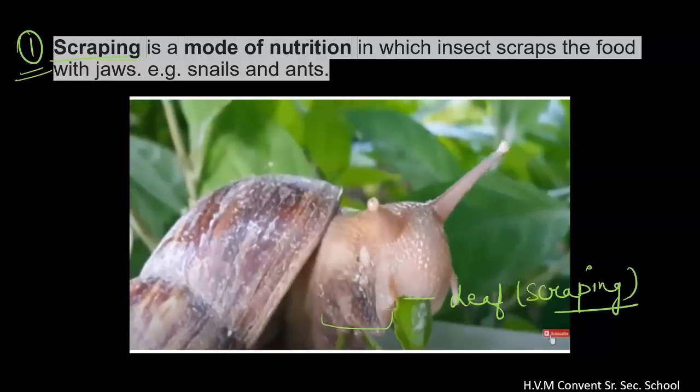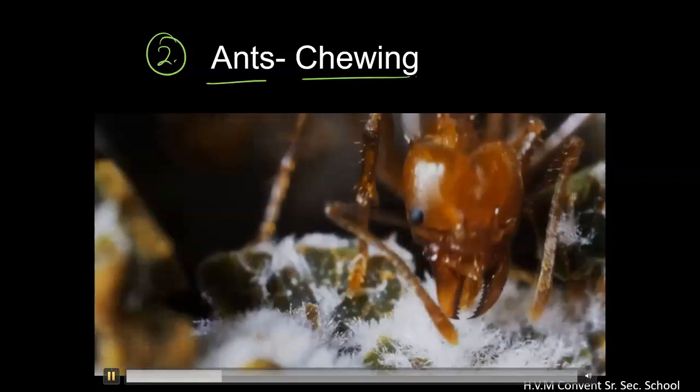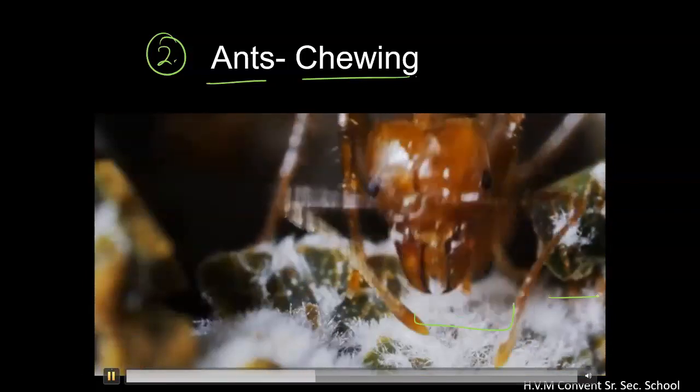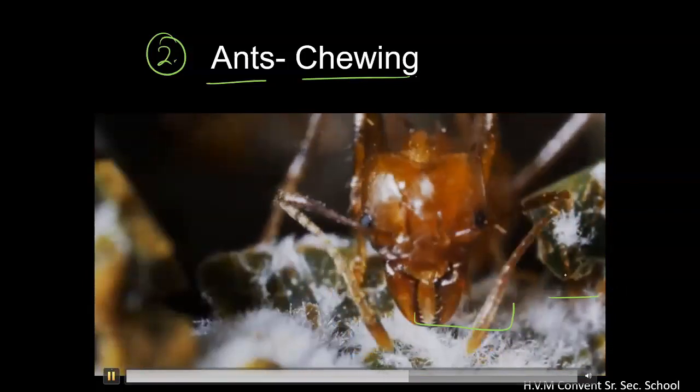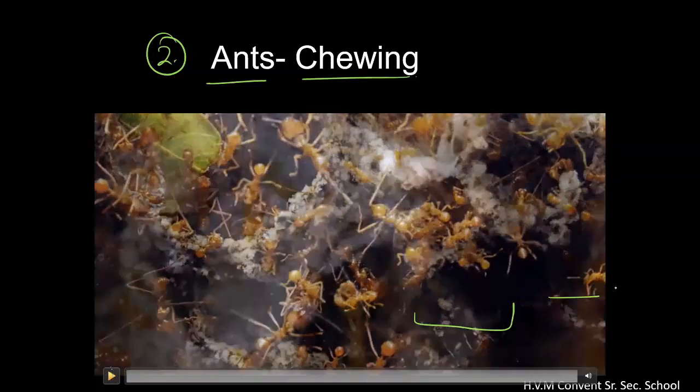So move on to the second mode, chewing. Chewing is common in case of ants. So ants, how do they eat food? They eat by chewing the food. This is the ants that are chewing their food. So this is the food of the ant. They are taking the food by chewing. So this is the mode of intake of food in ants, that is chewing.